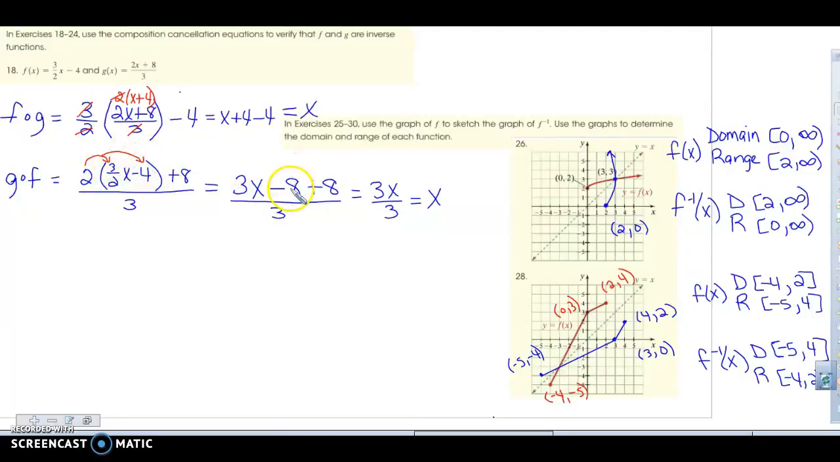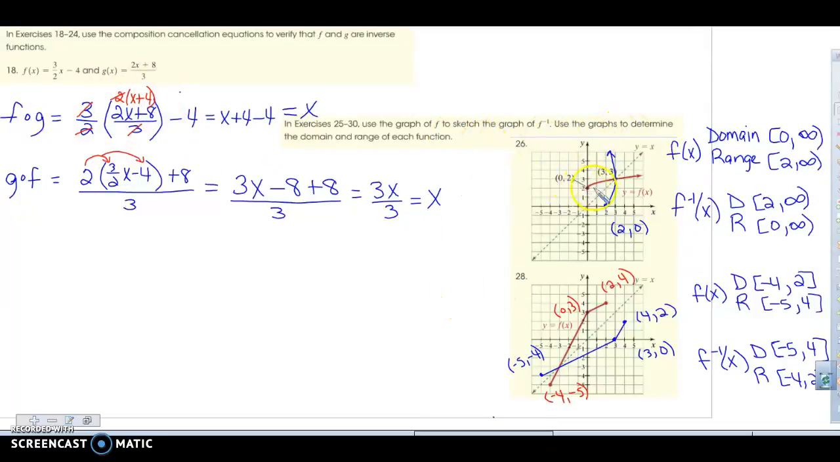2 times negative 4 is negative 8. Bring over your plus 8. Combine. You end up with this. The 3's cancel, and you end up with x. So we inputted x, and we output x. So these functions undid what the other function did. So they are inverse functions of each other.